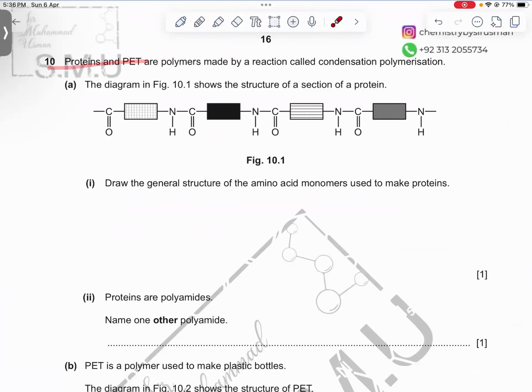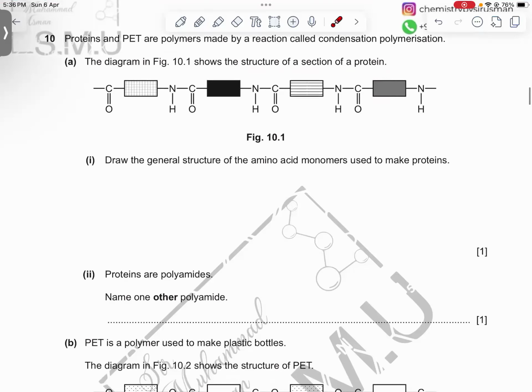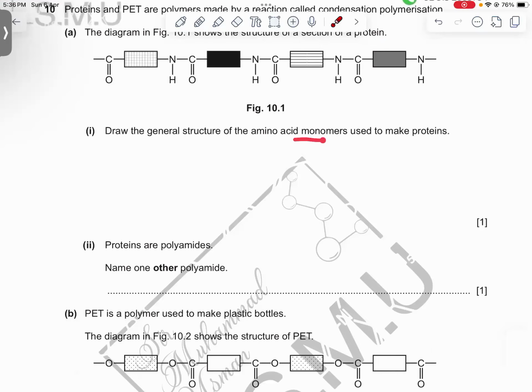Now we have a question related to polymers. Proteins and PET, polyethylene terephthalate, are polymers made by a reaction called condensation polymerization. The diagram in figure 10.1 shows the structure of a section of protein. Draw the general structure of the amino acid monomers used to make protein. All right. So we want to show what amino acid monomers look like.